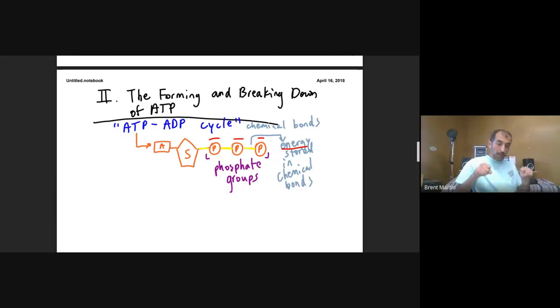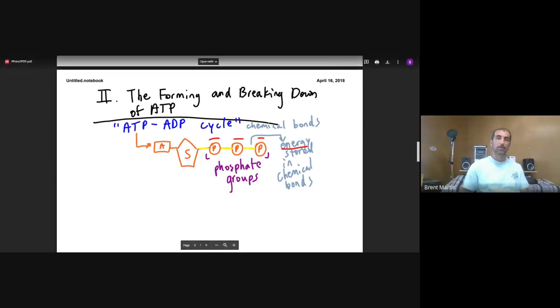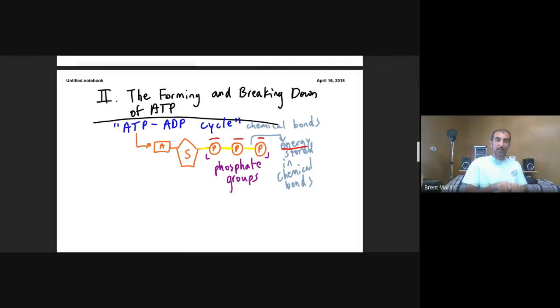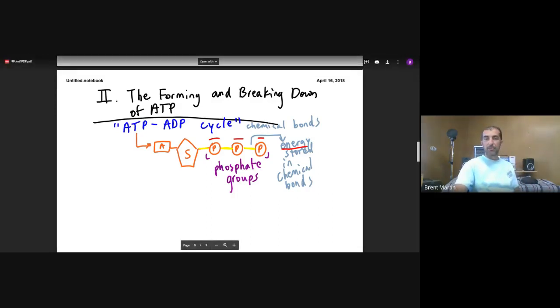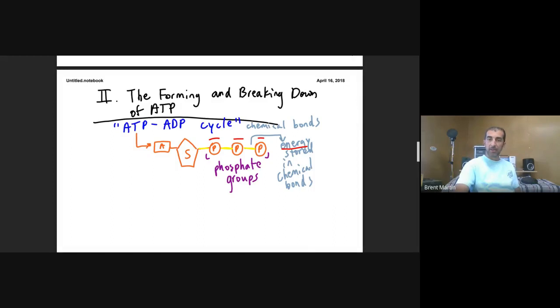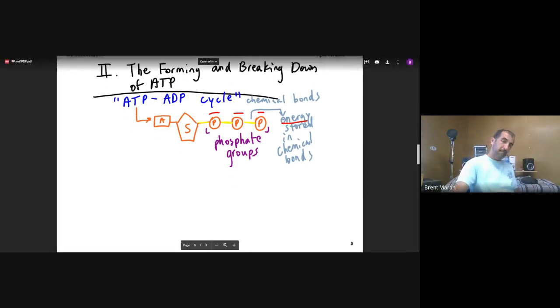But anyway, to hold those things together, like these two or three negatively charged phosphate groups, it requires a certain amount of energy for you to hold it together. So anytime you have this third phosphate attached, there is a lot of energy stored in these chemical bonds. And that is how ATP stores energy, in its chemical bonds.